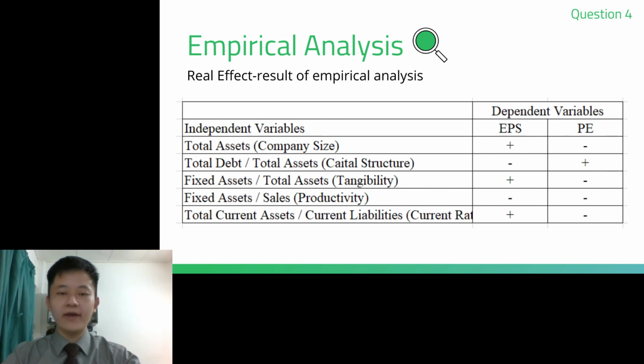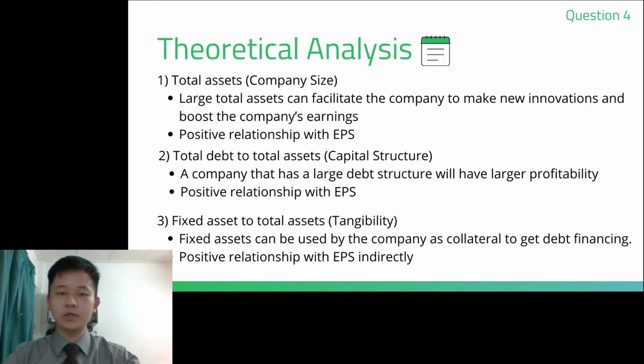Then, we also made a theoretical analysis by referring to journals, articles, and reports. We found that for company size, large companies that have wider resources will have greater competitive advantages compared to small companies. Besides, large total assets can facilitate the company to make new innovations and boost the company's earnings. This is the positive relationship between company size and the earnings of the companies, and also the EPS.